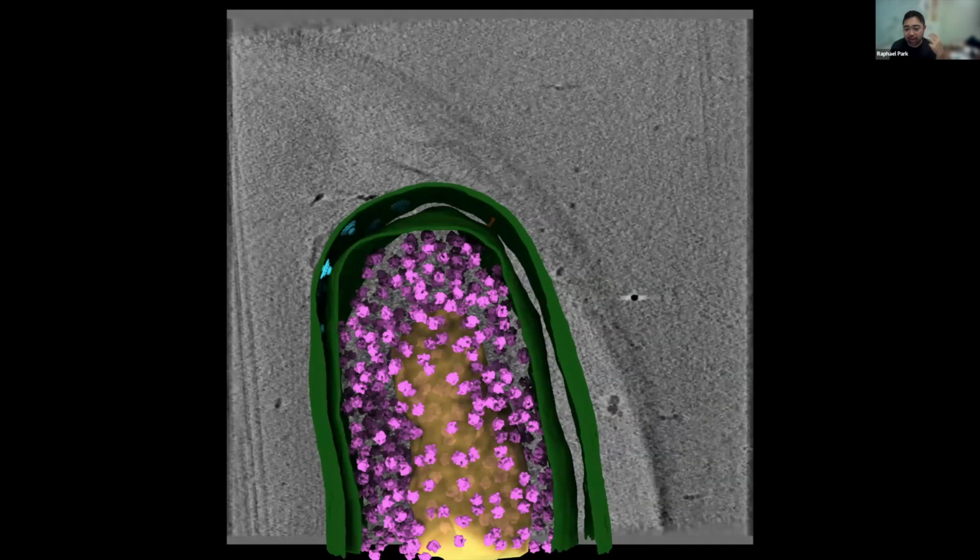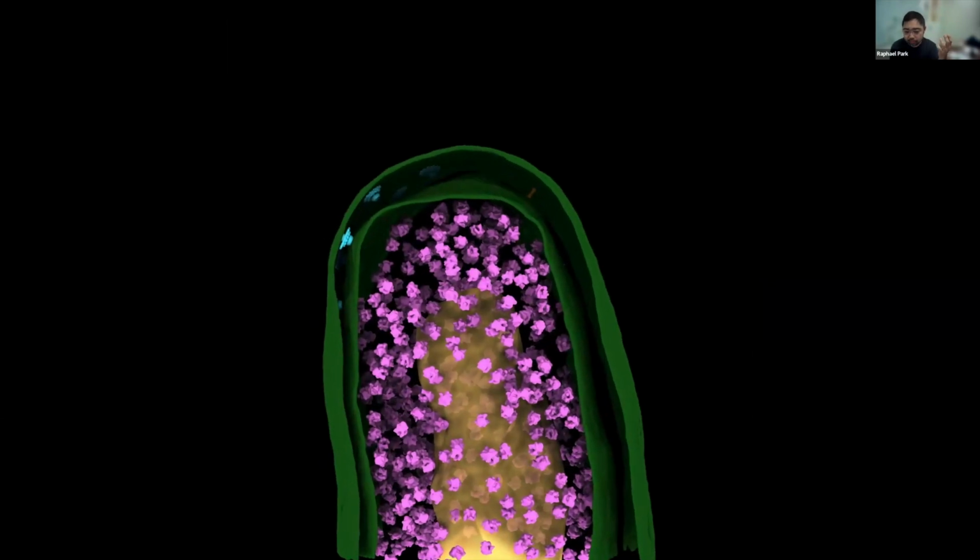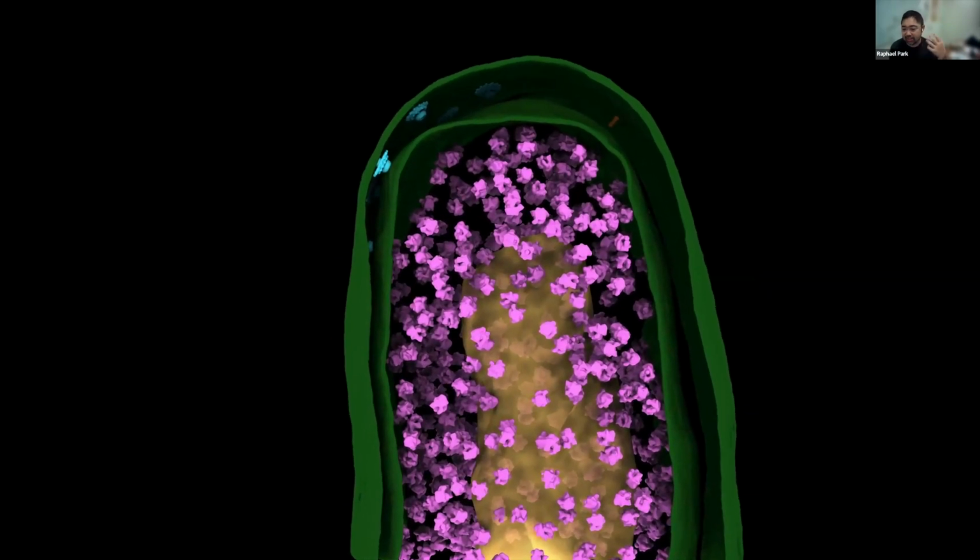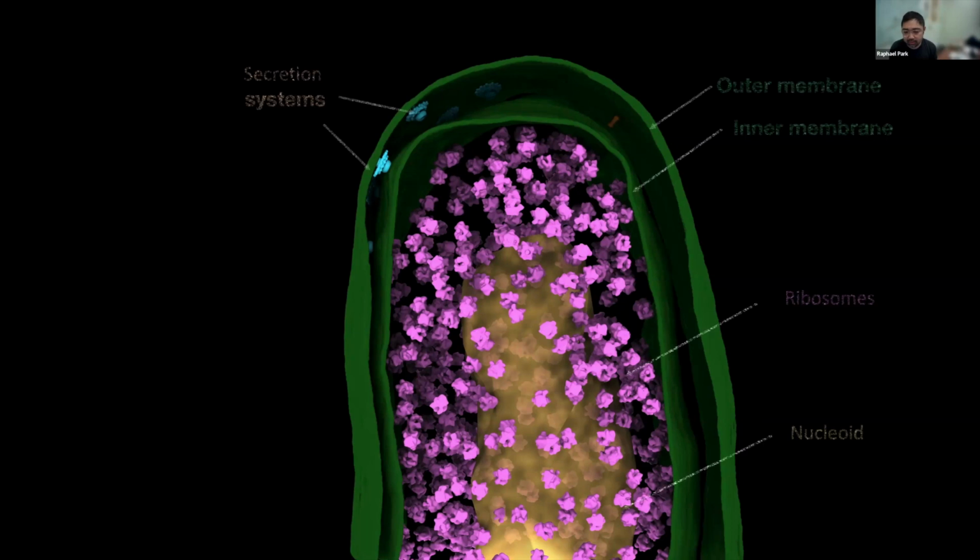So we can do a lot of cool processing to make this into three-dimensional objects, and also do averaging, and put it back into the native environments. We can also study how each macromolecule is interacting in a native environment.